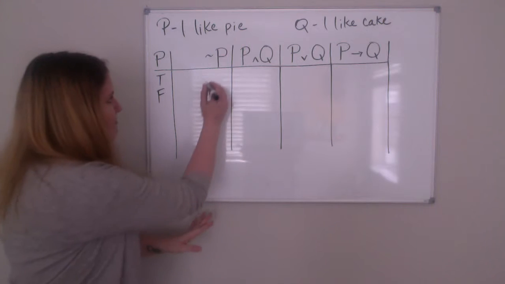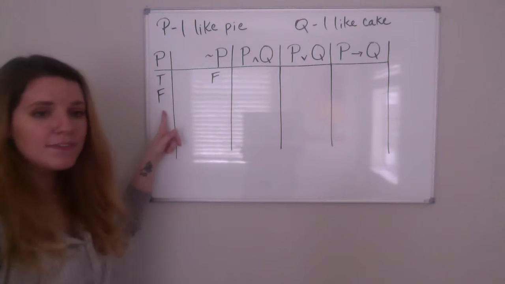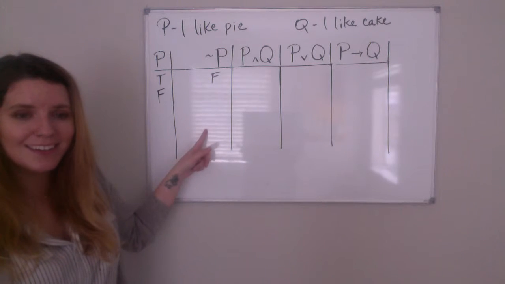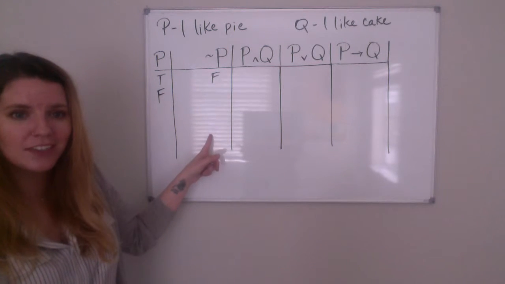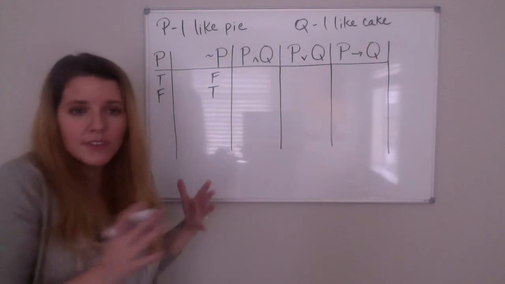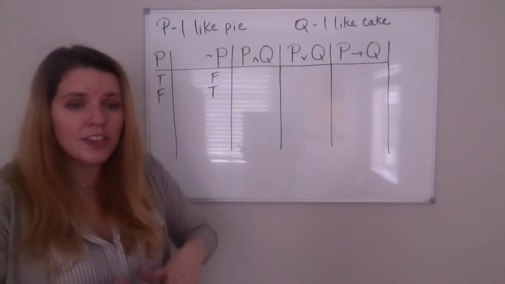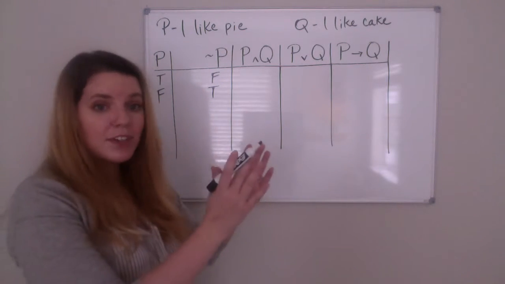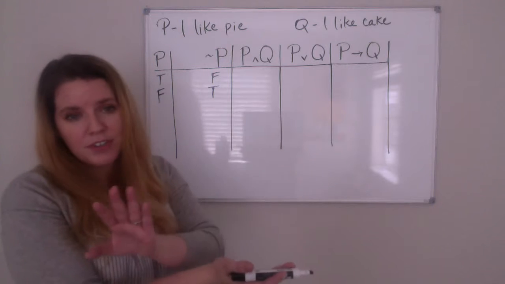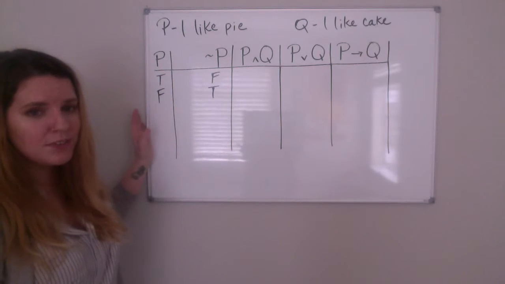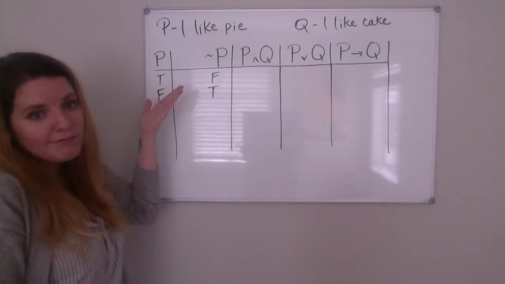It's false. Great. What if it's false? What if I like pi is false? Then is the claim I don't like pi true or false? Then it's true. Awesome. So negation's really easy. You take whatever claim you're negating, and you just flip the truth values of that table. So we were negating P, so we just took P's truth table and flipped the values.